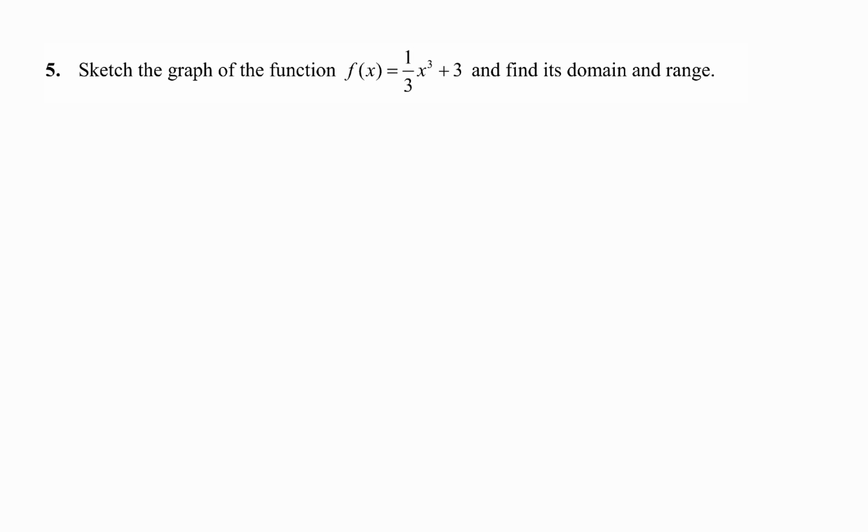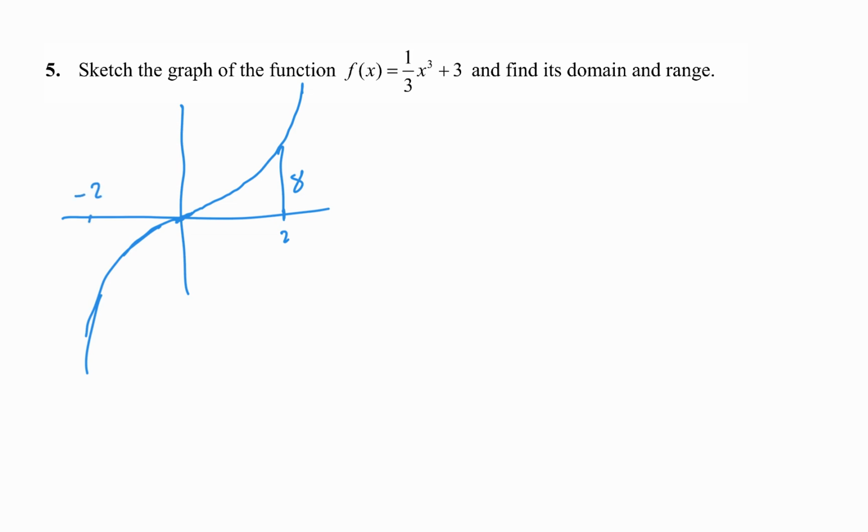Let's now do this problem. It says sketch the function 1/3 x cubed plus 3 and find the domain and the range. So we apply the same technique that we have been using. What is the function y equal x cubed? The function y equal x cubed goes like this, and here it has slope 0 and goes like this. When x equals 2, y equals 2 to the 3, which is 2 times 2 is 4, 4 times 2 is 8. When x equals minus 2, it is minus 8. This is the function y of x equal x cubed.